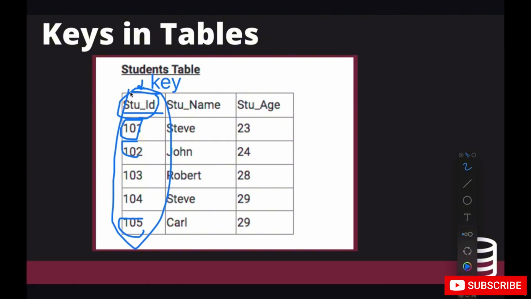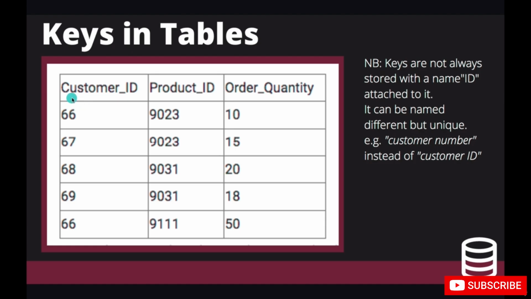Each of the tables that you're going to create in SQL is going to have a key. The key is what helps you or the system to identify what information you want and then retrieve it for you. So if you see over here, we have customer underscore ID, and then we have product underscore ID, and order quantity. Either of these things can be a key, depending on the particular key that you're referring to.